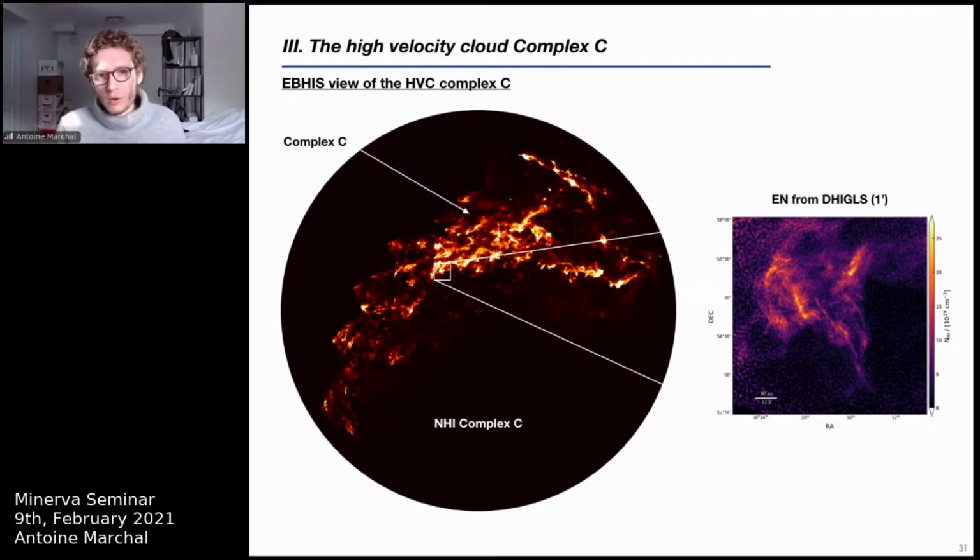So we have a one arc-minute observation of this small region of complex C. You can already see here that the location of this field is at an edge between the complex C and what we can't see in HI. But what we can't see in HI is obviously something. It's gas that is ionized, either warm or very hot gas from the galactic halo.